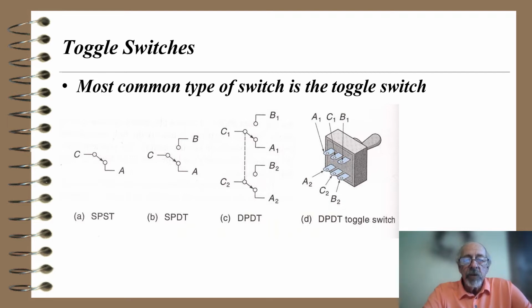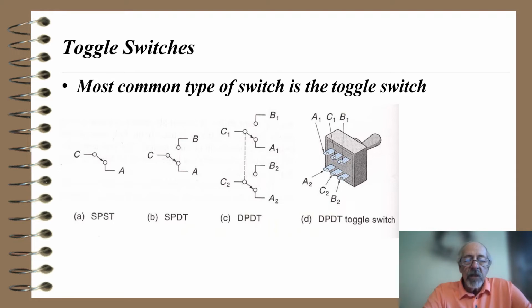They're called toggle switches because there's a handle that you can toggle. The first one, part A, shows a single pole, single throw. I can only make a contact between points C and A. Part B shows a single pole, double throw. So from C I can connect either to B or A.